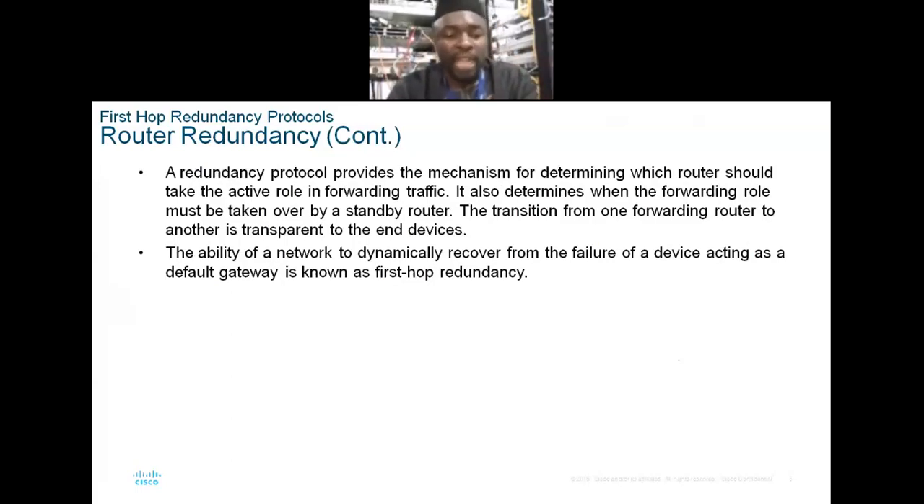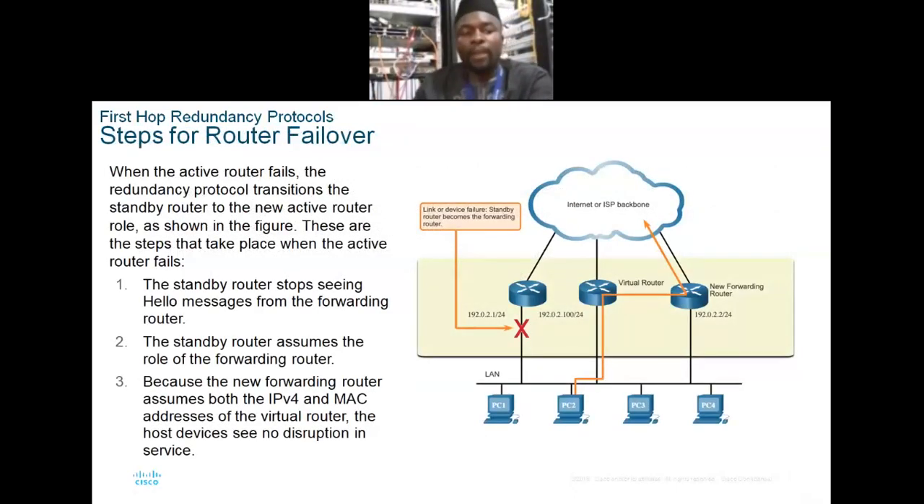The ability of a network to dynamically recover from the failure of a device acting as a default gateway is known as first hop redundancy. Let me say that again: the ability of a network to dynamically recover from the failure of a device acting as default gateway is known as first hop redundancy. The concept here is that we want to create redundancy, so that the network is able to dynamically switch over to the alternative router. There are steps to set up this failover.